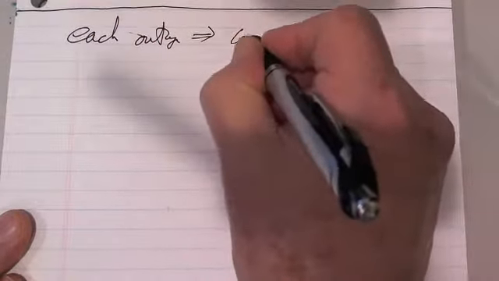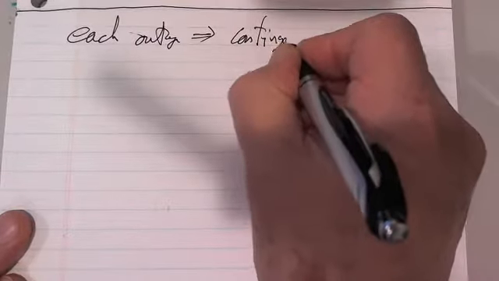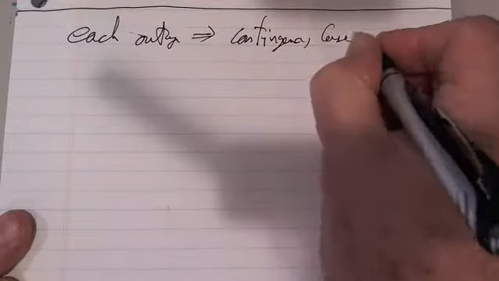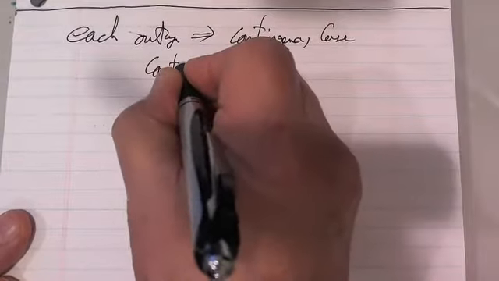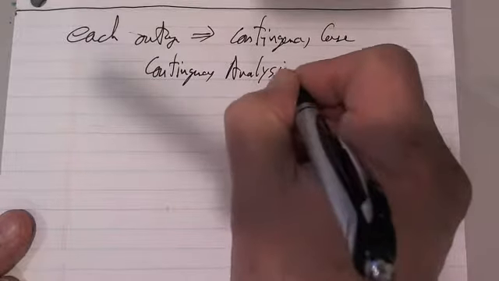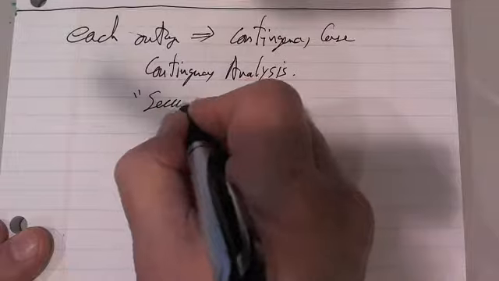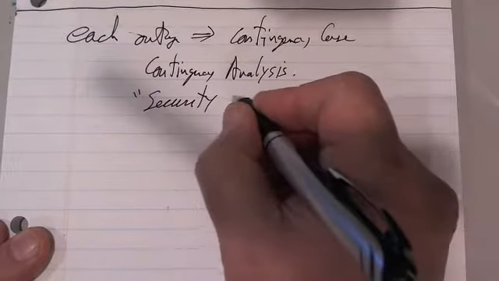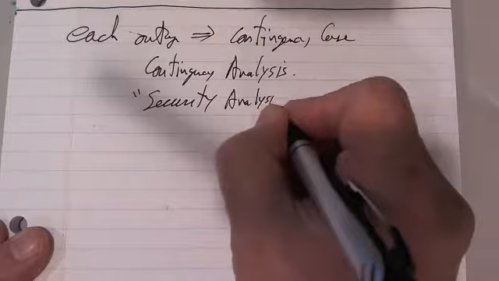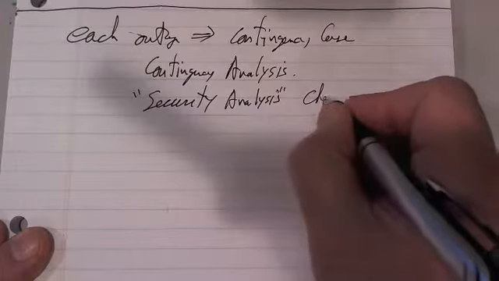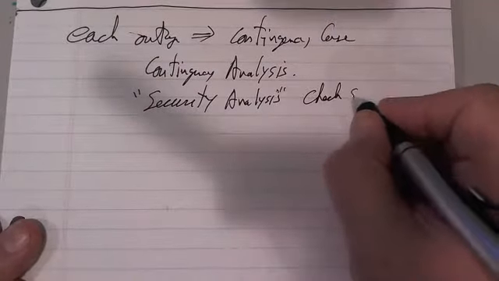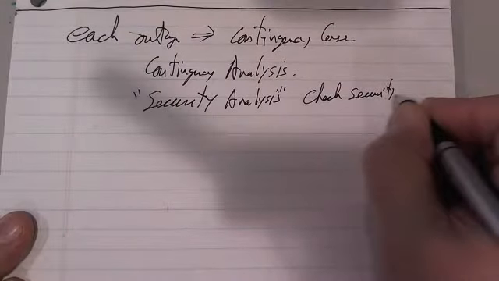And each outage is called a contingency case. So we call this contingency analysis. Or it's got a name that is a better name, security analysis. And that means check the security of the system.